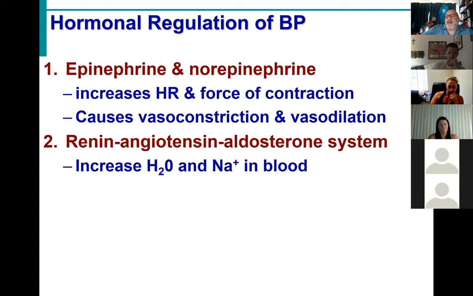Yes, great question. Epinephrine and norepinephrine are almost identical chemicals. There are some minor differences in them, and some minor differences in their effect in the body. But for our purposes in this class, because the sky is blue in this class, they're completely interchangeable chemically for us.